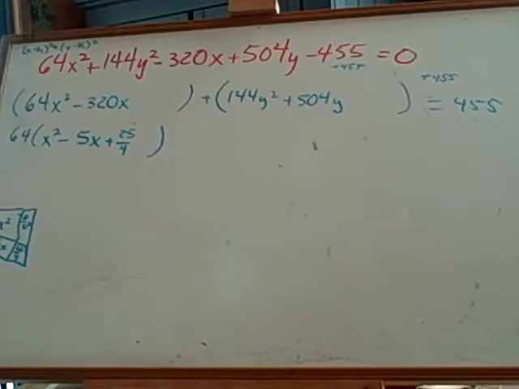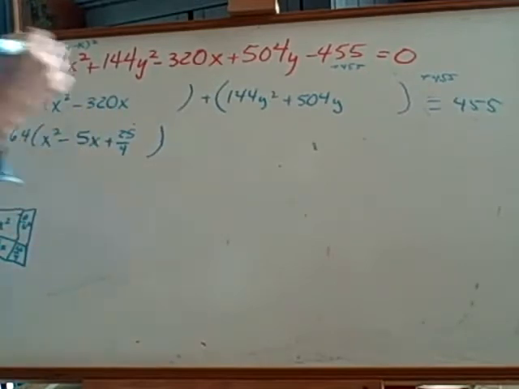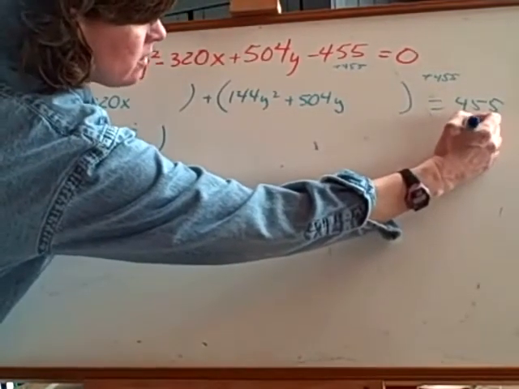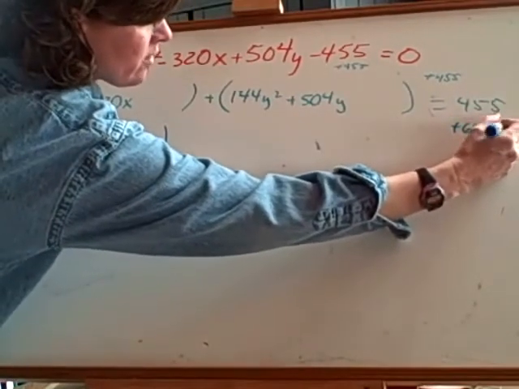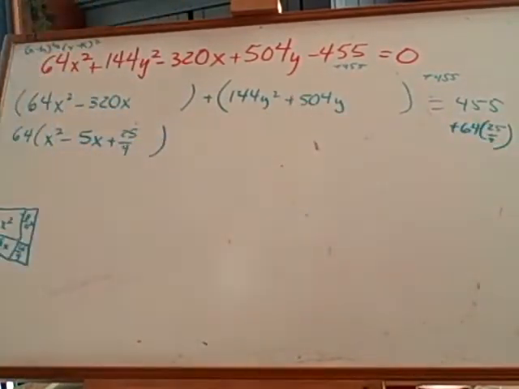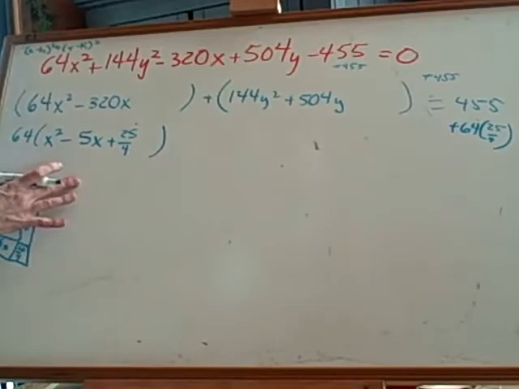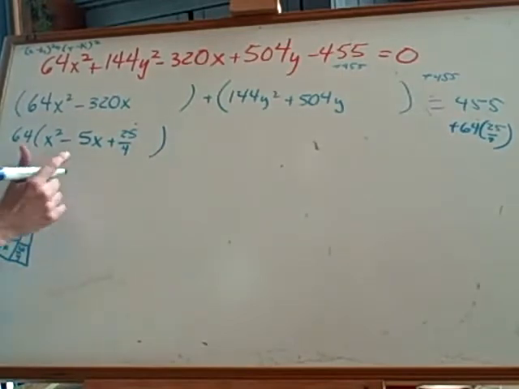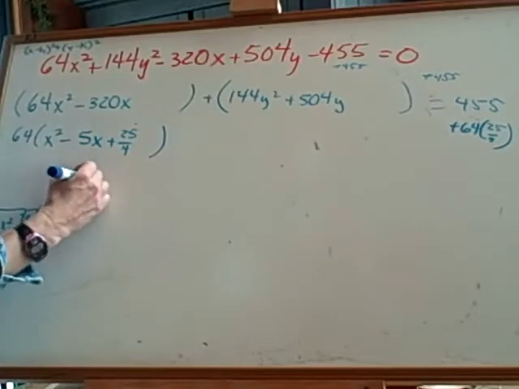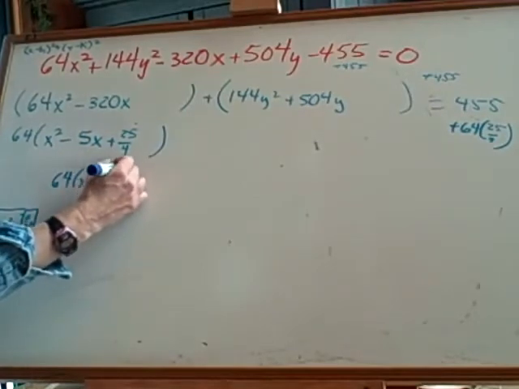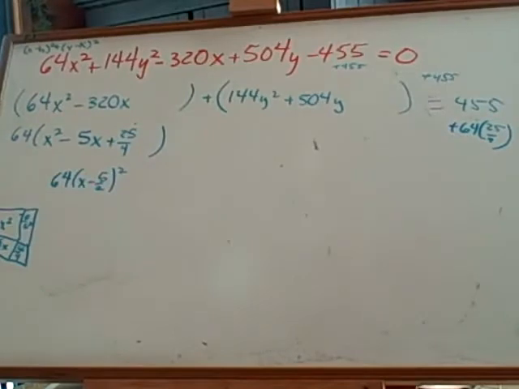I didn't really add 25 fourths. What did I really add? I really added 64 times 25 fourths. So what I'm going to do is put plus 64 times 25 over 4. And that's only because I don't want to have to figure it all out yet. Is that okay? Yeah. I'm going to go ahead and rewrite this as a perfect square, so we'll kind of know what it looks like. So it looks like 64 parenthesis x minus 5 halves quantity squared. Are we okay with that one?